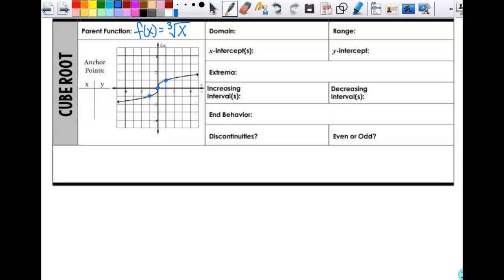Okay? And again, this is off my graph. And same thing, I'd have negative 8, negative 2. So my anchor points then look like this. Negative 8, negative 2, negative 1, 0, 0, 1, 1, 8, 2. So the 2 and the 8 are backwards from what they were in the cubic.